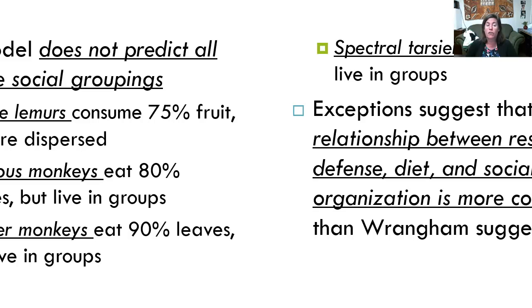Why aren't they living in groups? Colobus monkeys eat 80% leaves. They're not eating fruit, but they still live in groups. Howler monkeys eat 90% leaves, but they too still live in groups. Spectral tarsiers eat insects, but they live in groups. There are these exceptions to this relationship, which suggests that the relationship between resource defense, diet, and social organization is much more complex than Wrangham initially suggested.